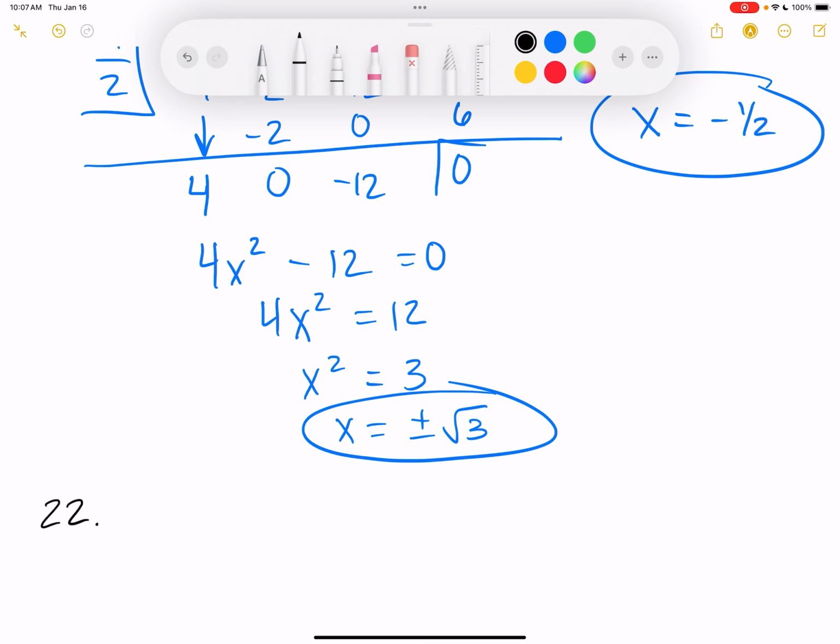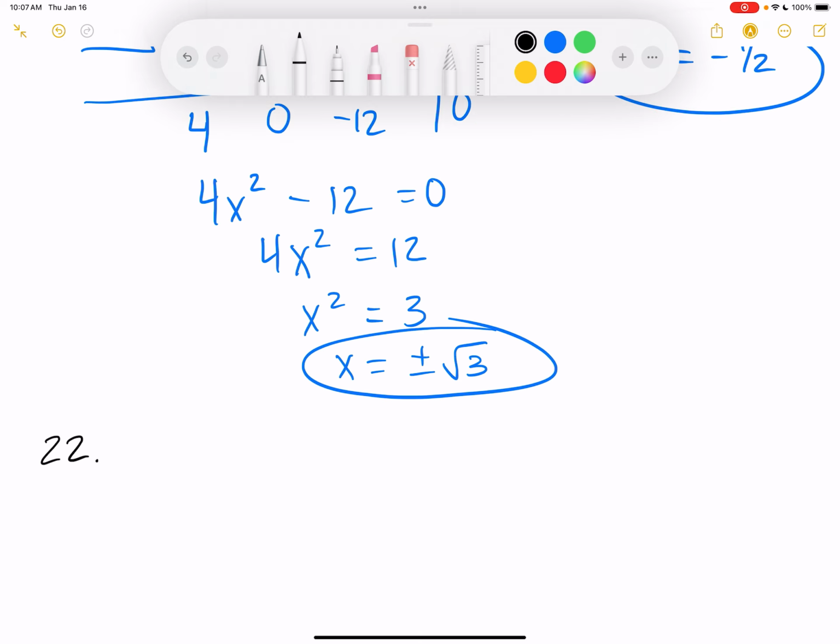So 22, they give us -5, -1, and 2. So these are the zeros. Oh, so we're just doing it backwards? Yes. And they want to know what is the function.